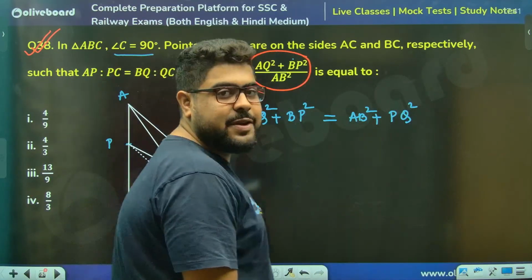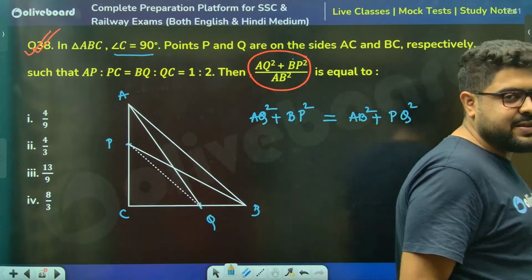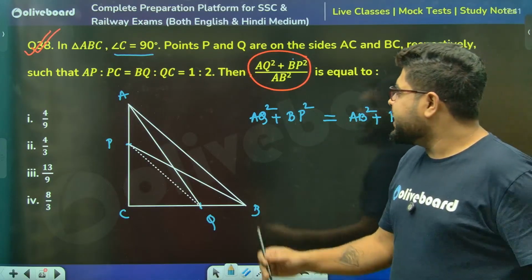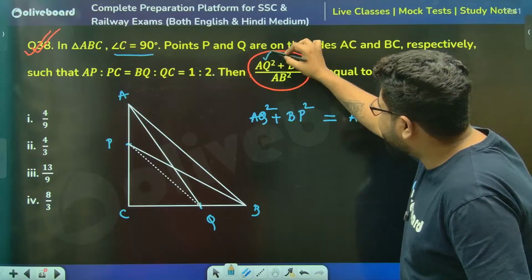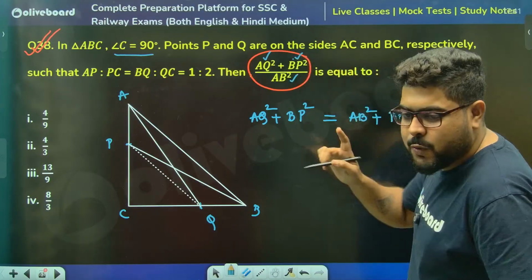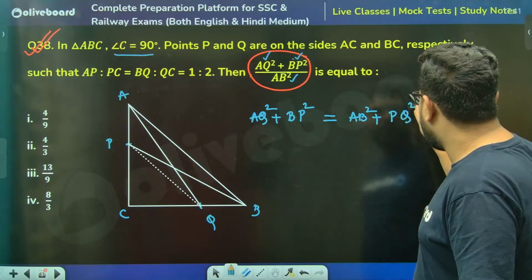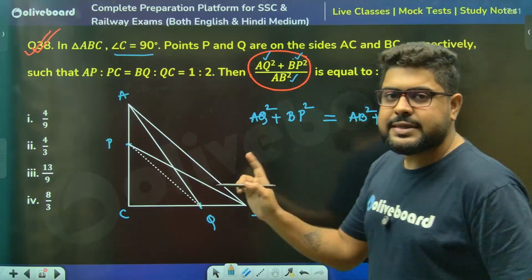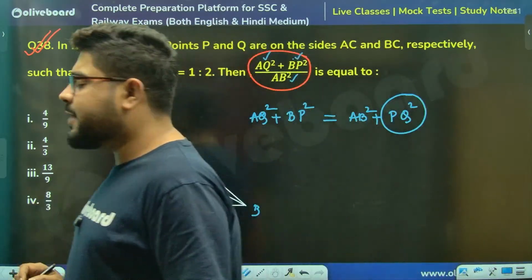Can I say this, everyone? Now, you see, in my equation, I have AQ, BP, AB. So what do I not have? I do not have this PQ. This is exactly the problem.